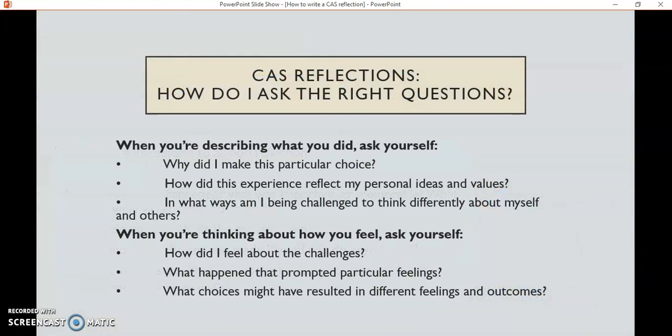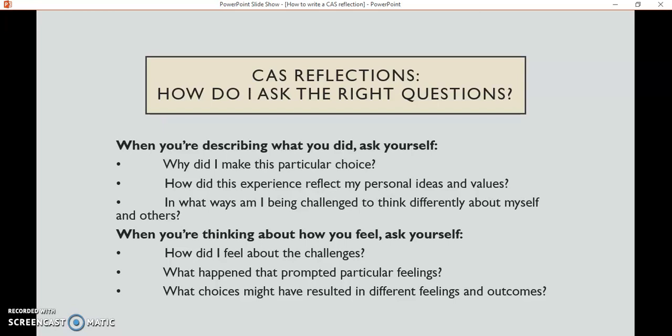Alright, so how do you ask the right questions? How do you know what to ask? Well, at the first part, when you're describing what you did, if you remember that's the first ingredient that you need, think about these questions. Why did you make this particular choice? Why did you choose to do something? Was it because a friend told you to, or you thought it would be the right thing to do? How did the experience reflect on your own personal ideas and values? And in what ways were you challenged to think differently about yourself when you were doing the experience?